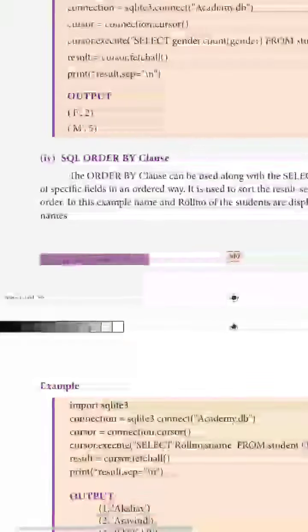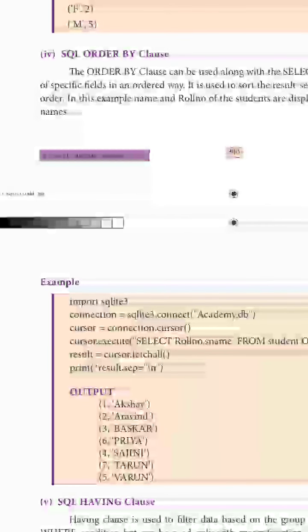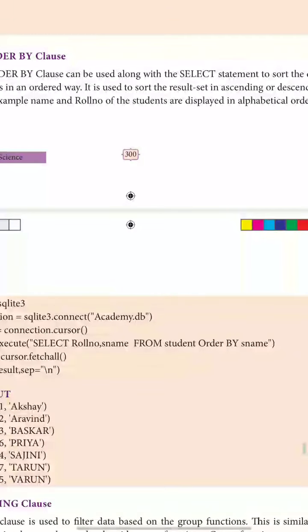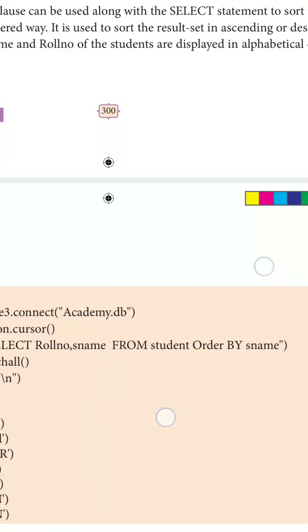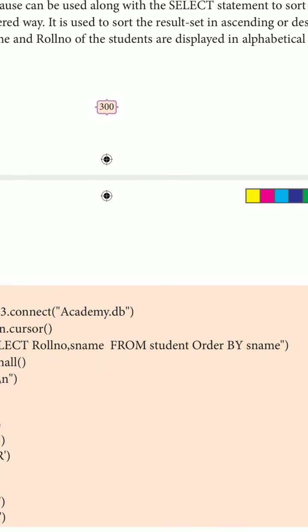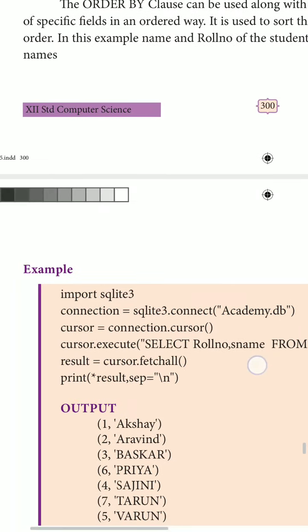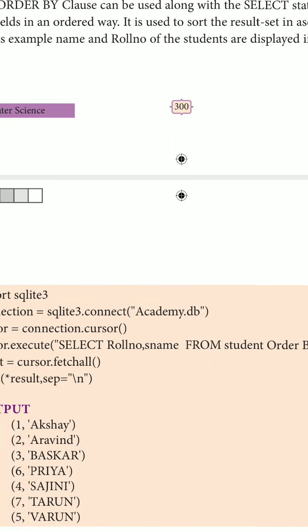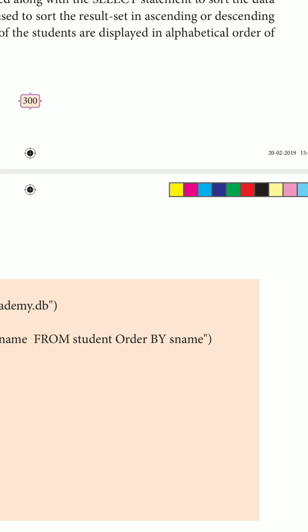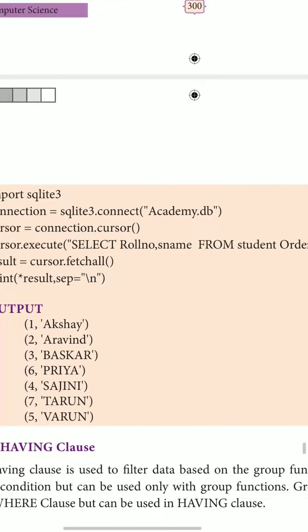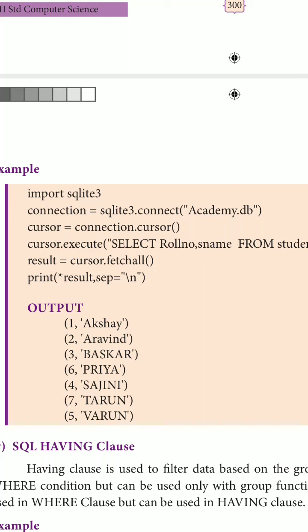Next is order by. This will order the output by increasing order or decreasing order based on the input that we are providing. Here you can see that select roll number and serial number from student, but it will be ordered by serial number. So here you can see that it is providing you the result based on the serial number.